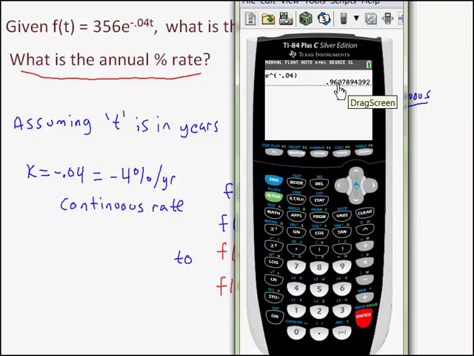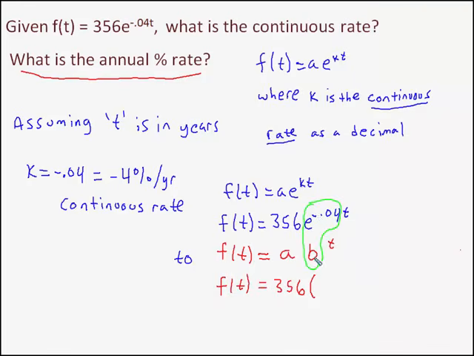So 0.96079 to 5 decimal places. So where I have e to the negative 0.04, I'm replacing that with a single number, we called that b, of 0.96079. And then we're using the same input variable t here. Now this is my b value.